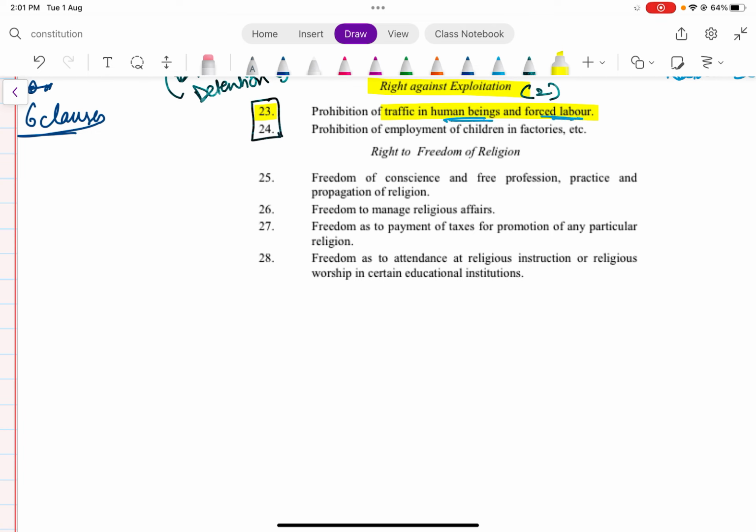And Article 24 is prohibition of employment of children in factories. You can say read with the IPC section. You will comment down below which section makes it a punishment. This is the thing that has gone to the court, and it is a very common issue. So we have prohibition of employment of children in factories, etc. Articles 23 and 24, rights against exploitation.